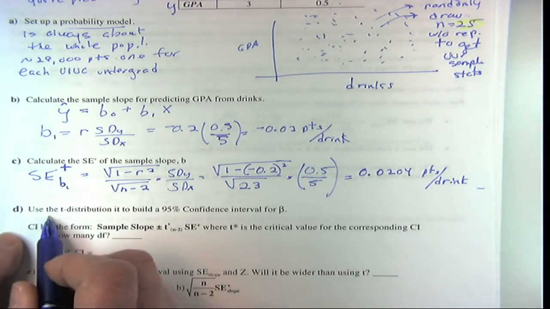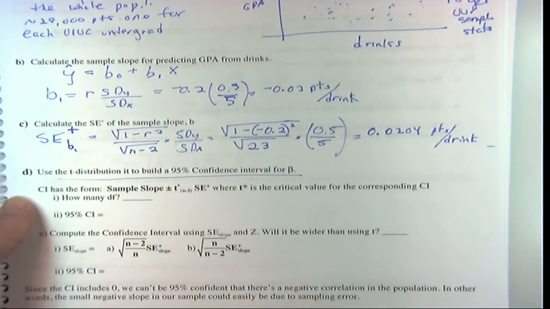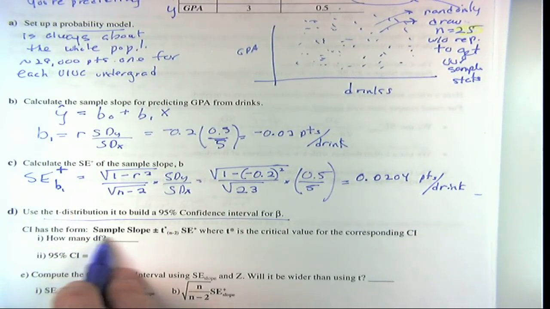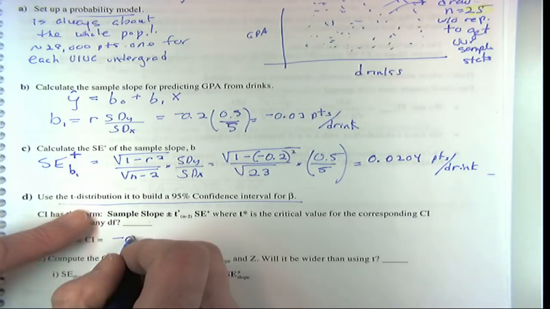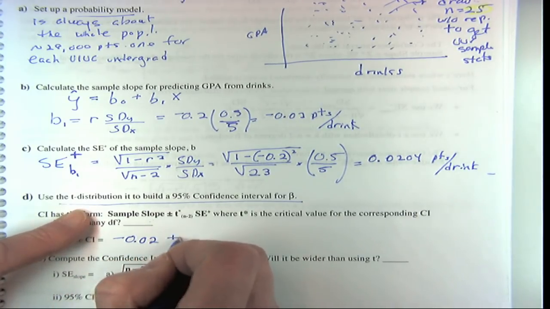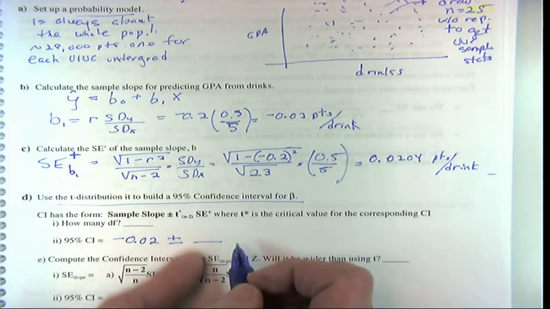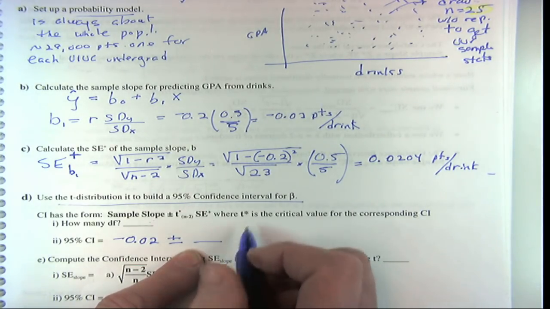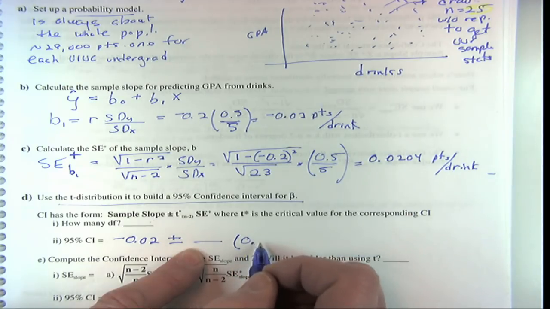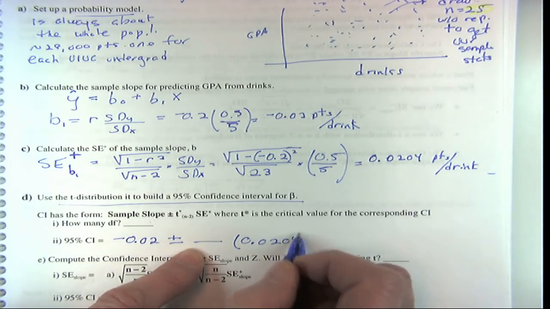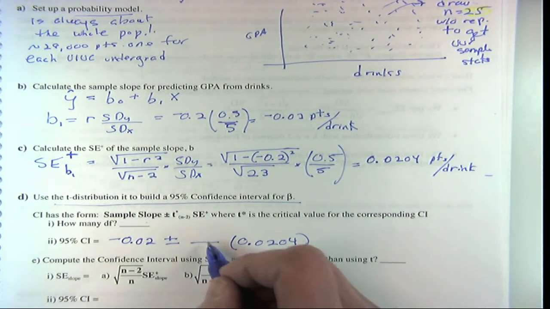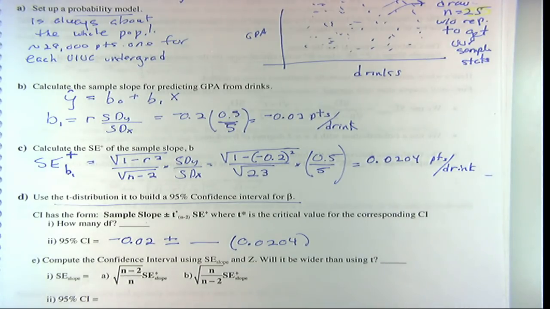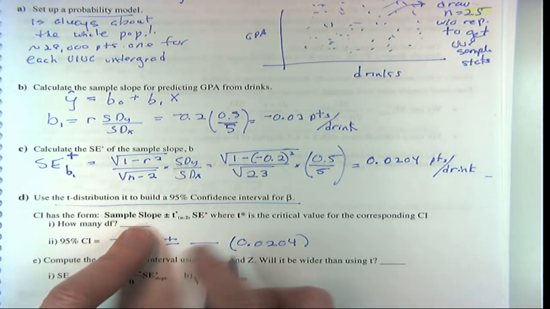And now we want to use the t to build a 95% confidence interval for beta. The confidence interval has this form. We know this part: the sample slope is negative 0.02, plus or minus t star times our standard error. And our standard error we know too, 0.0204, and it's in the same units. Okay, so we just have to get that t star to put in here. So how are we going to get t star? Which curve are we going to look at?